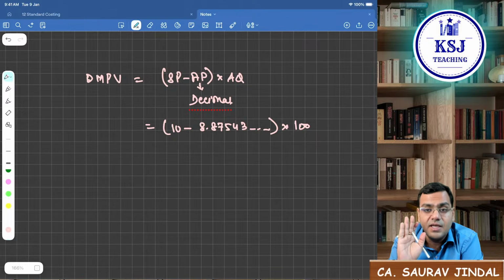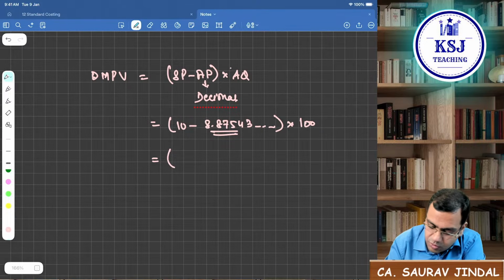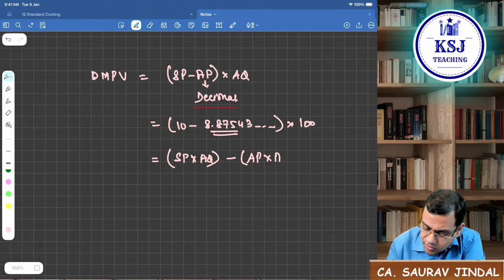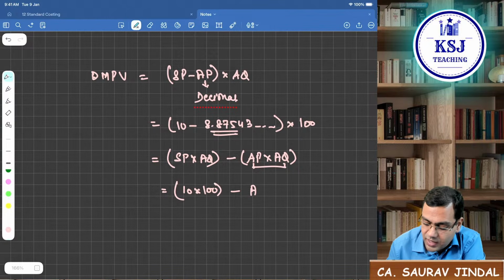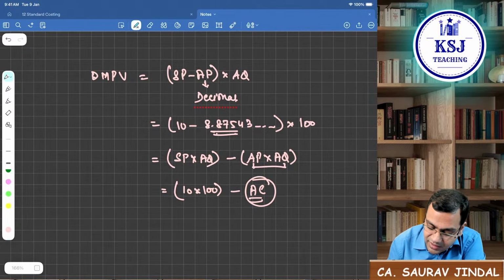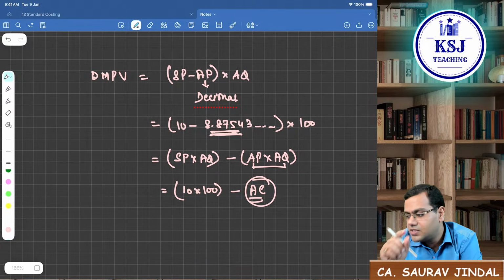If this is the case, what you should do is not leave this price in decimal. You should open the bracket like this: standard price into actual quantity minus actual price into actual quantity, right? Standard price you have 10 into 100, minus actual price into actual quantity, which will give you the actual cost. So take the total value of the actual cost. If you take it in decimals like this and round it off to 2 decimals or 3 decimals, then there will be a difference in your answer.